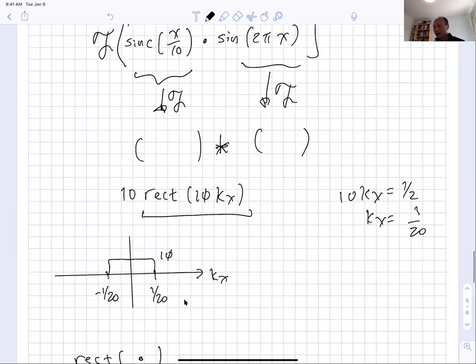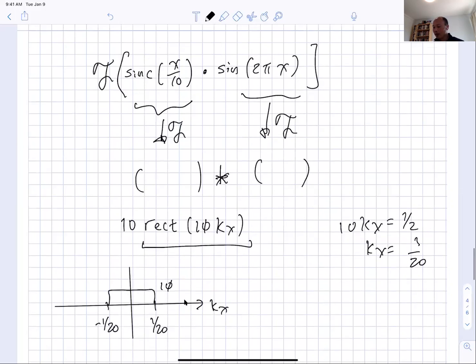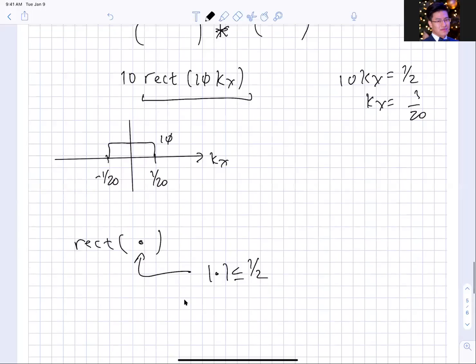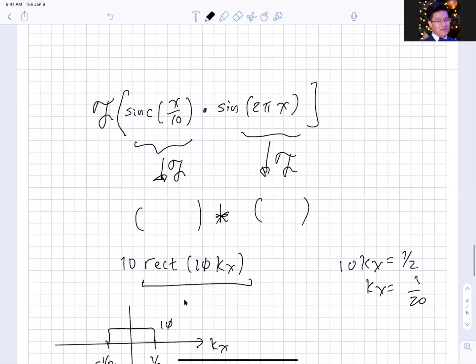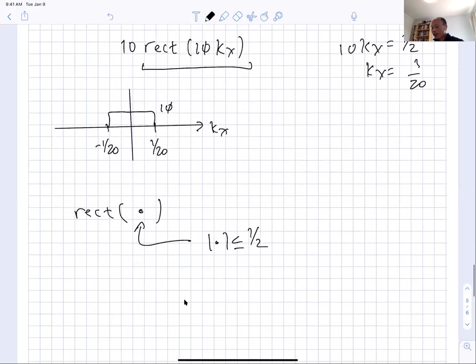Now, what is going to be the Fourier transform of sine 2 pi x? It's just delta kx minus 1. Okay, is it just a delta, or does it have other terms, like if you write a sine? Oh, yeah, you're right. It's 1 over 2 times the whole thing, like delta kx minus 1 plus delta kx plus 1. You need to check on that.